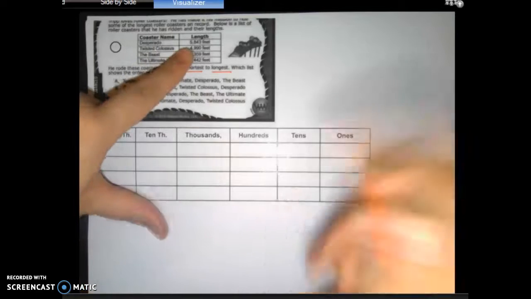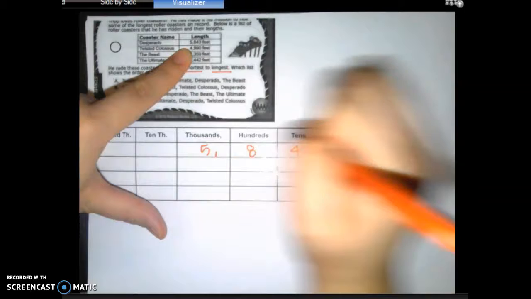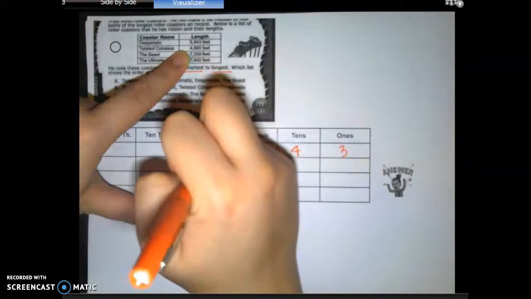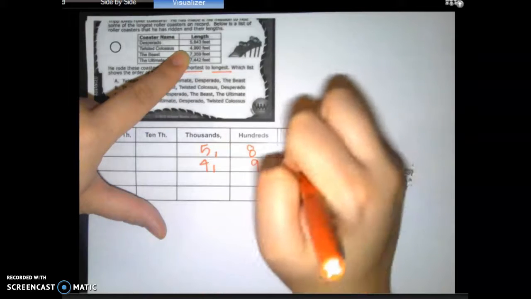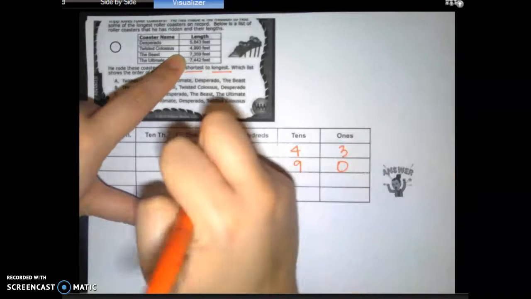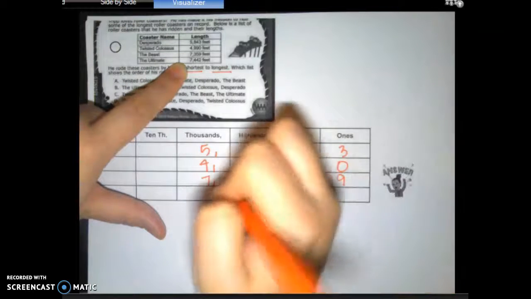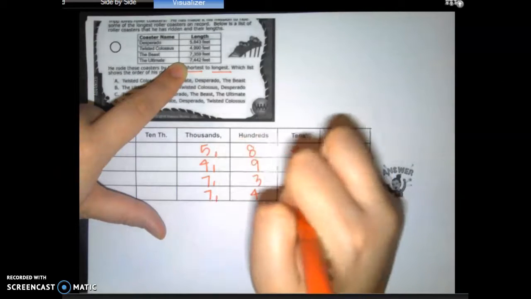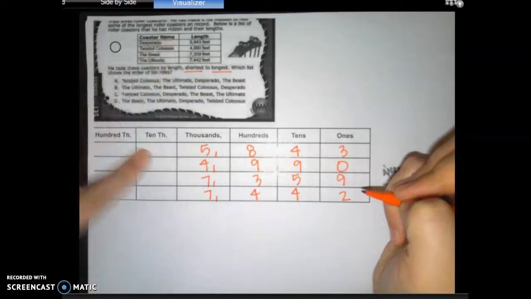The Desperado is 5,843. The Twisted Colossus is 4,990. The Beast, 7,359. And the Ultimate is 7,442.